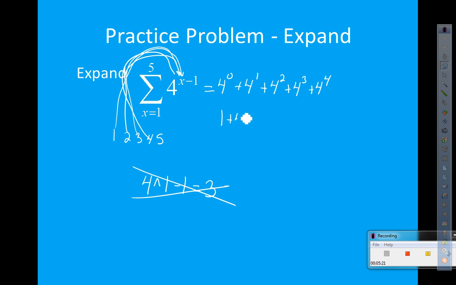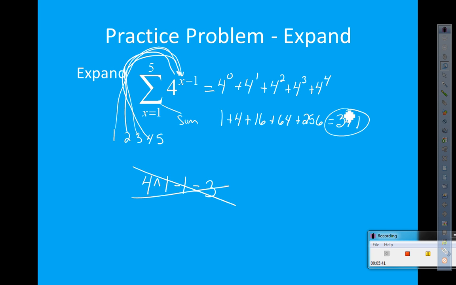4 to the first is 4. 4 to the second is 16. 4 cubed is 64. 4 to the fourth is 256. The Greek letter sigma means add those up. So when I add these up, it looks like I'll get 341.